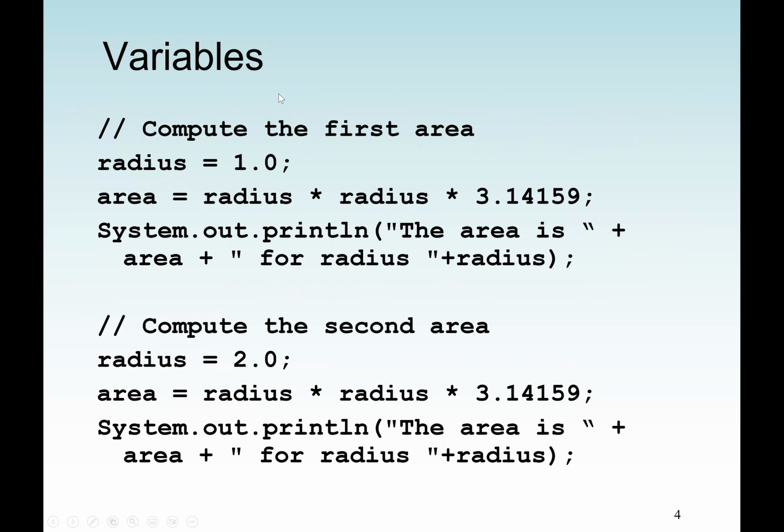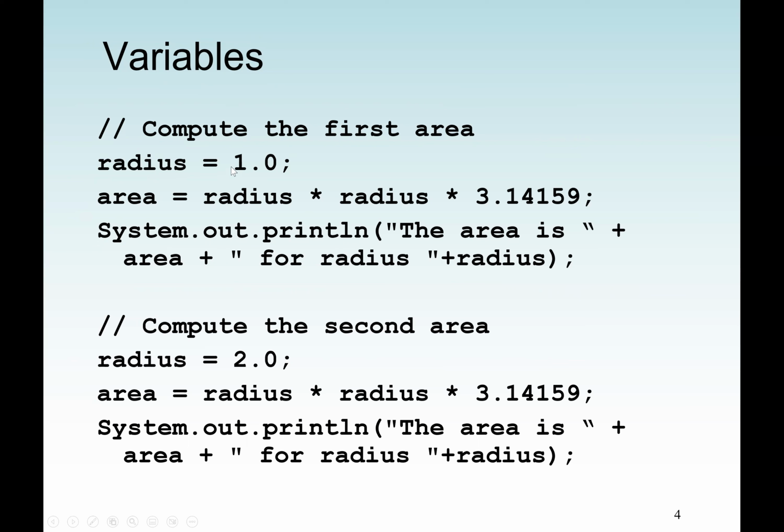So what is a variable? In programming language, a variable is a memory location where we can store data. So for example, here we can declare a variable named radius, and then we assign a value to it. But before we do that, we need to declare the variable. Declaring a variable means we have to specify the data type of the variable. The data type tells us what kind of data we can store in that variable.